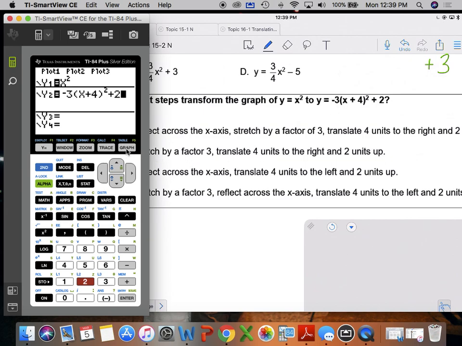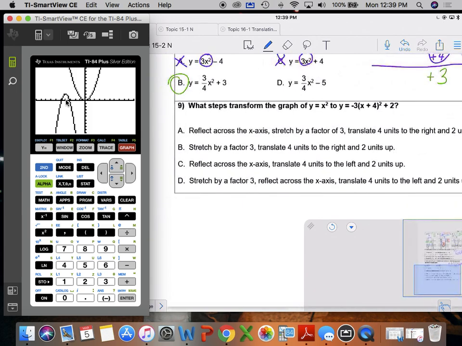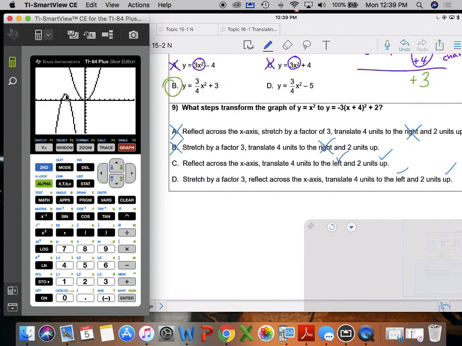When I click graph, the first one will be x squared, the second one will be -3x. So I can see this scooted to the left. So anything that doesn't say left needs to go. So A and B are out because they both say right. I can see this shifted up. This says left, this went up: left and up.